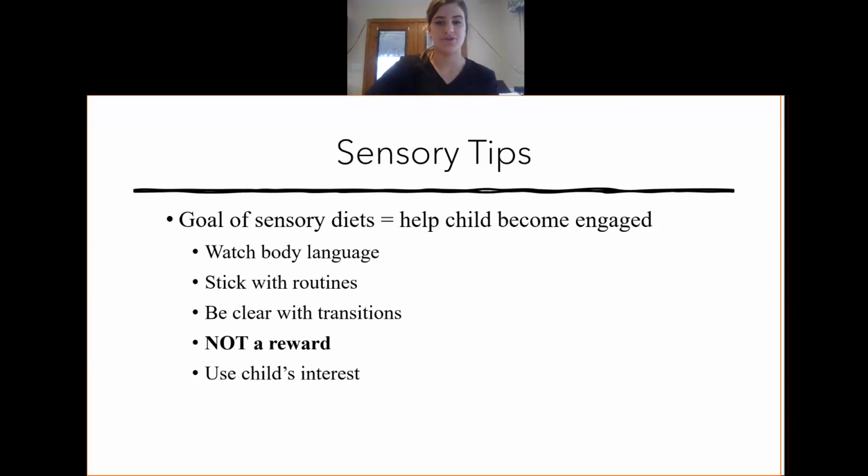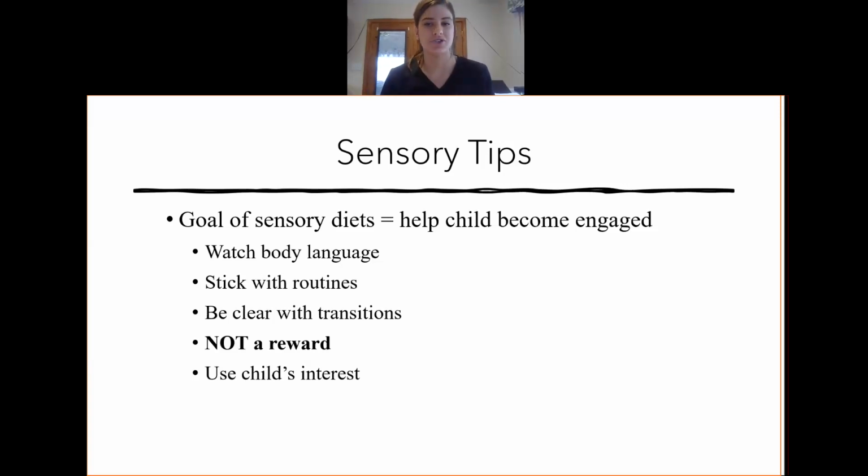Also be very clear with transitions. Let the child know when you're done, you're going to stop the sensory activity. Going back to the swing, say we have 10 more swings, then all done. And then count down each swing and be done when you say done so that the child knows what to expect. A visual schedule may also be helpful so the child, again, knows what to expect.